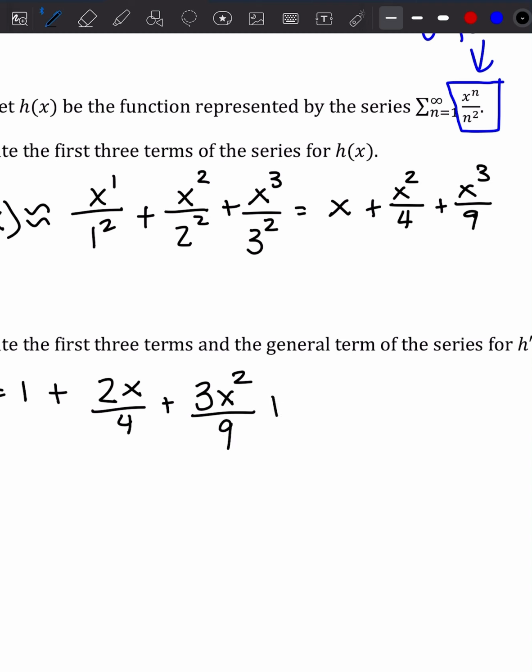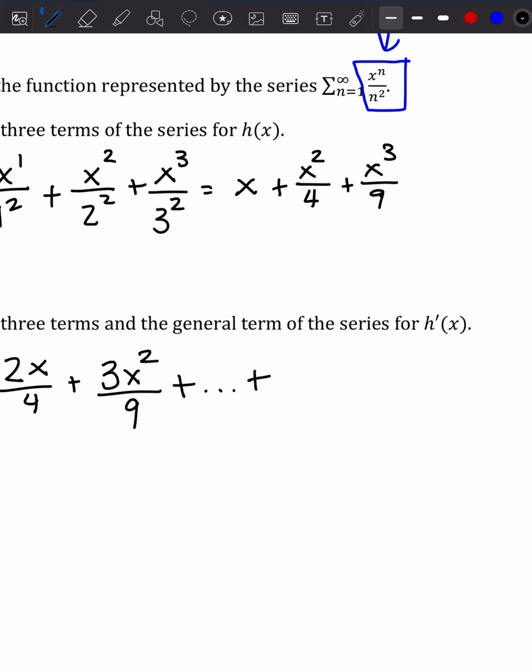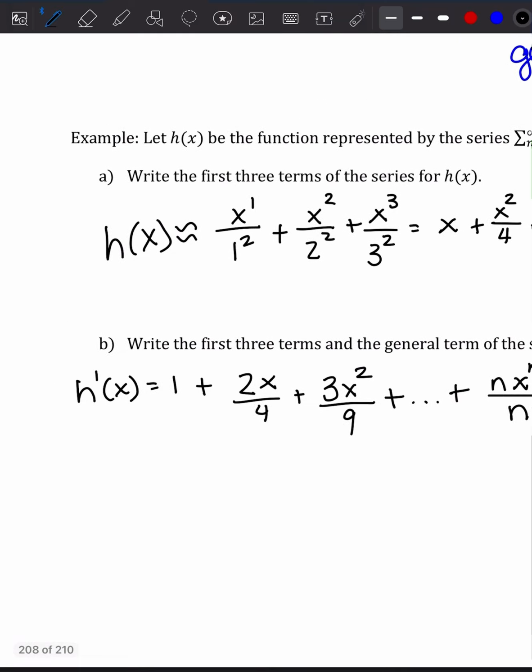Okay, so those are the first 3 terms we care about, but we also want the general term, so I'm going to act like we have a derivative here like normal, and we need to take the derivative of the general term. So we have x to the n divided by n squared. Divided by n squared is a constant, so I know I'm going to have this in the denominator. X to the n is just power rule, so I have n x to the n minus 1. And that's going to go on forever if we have h prime.